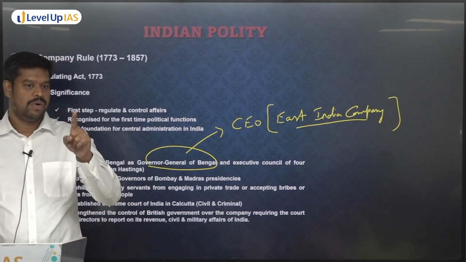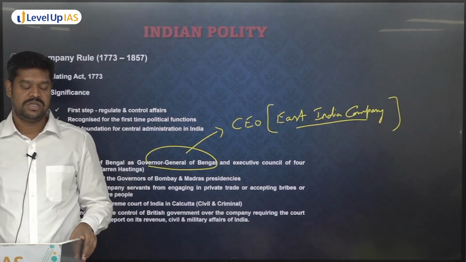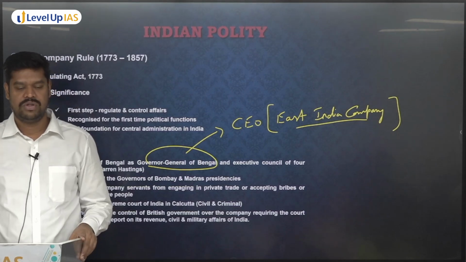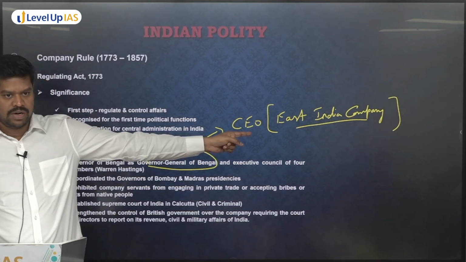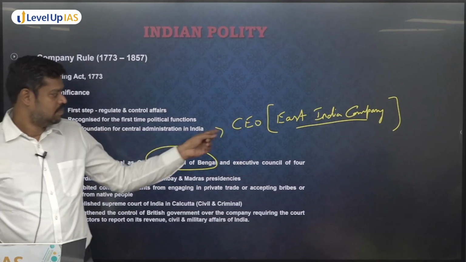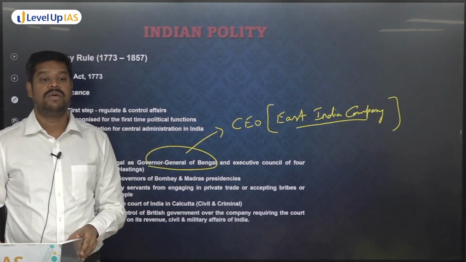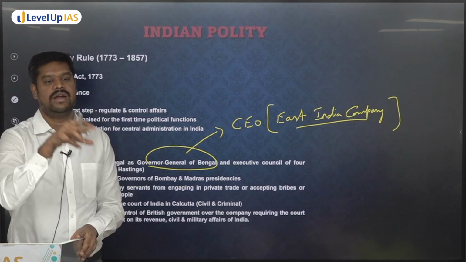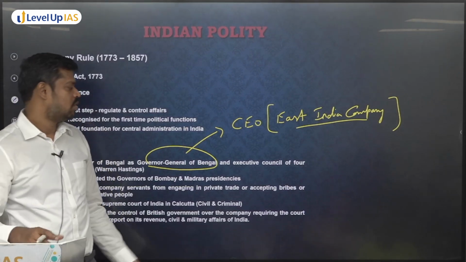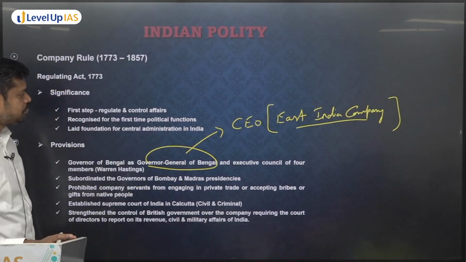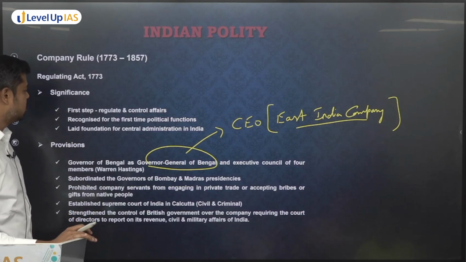But however, the Regulating Act brought in one more important change. It is not the absolute authority of the court of directors to appoint the Governor General of Bengal. It is subject to the approval of the British Parliament. So they may have a say in who can be appointed as the Governor General of Bengal. So this is one important change that they have brought in.